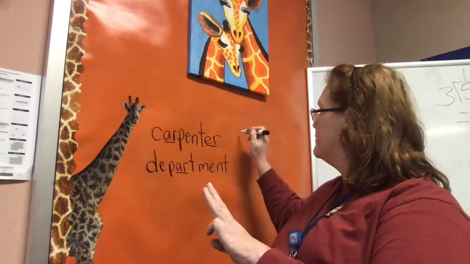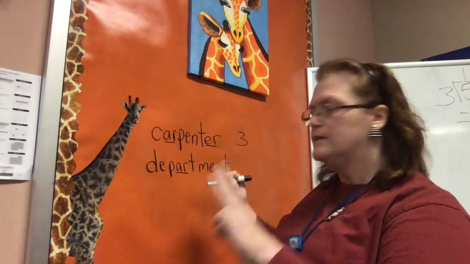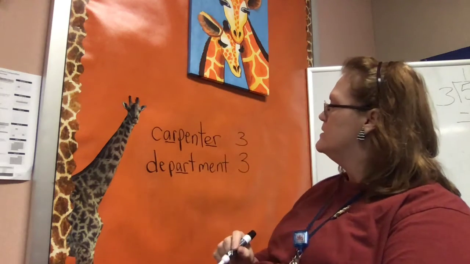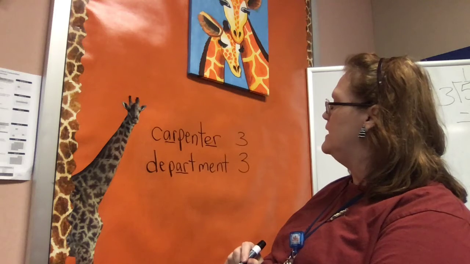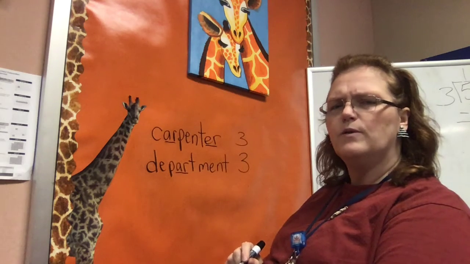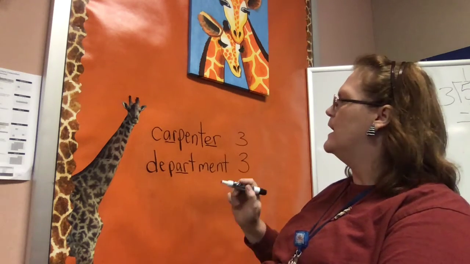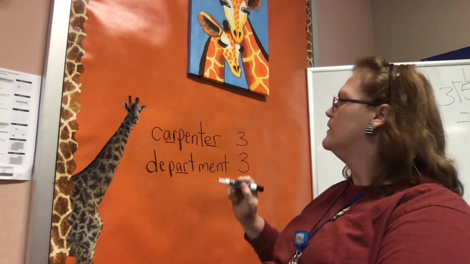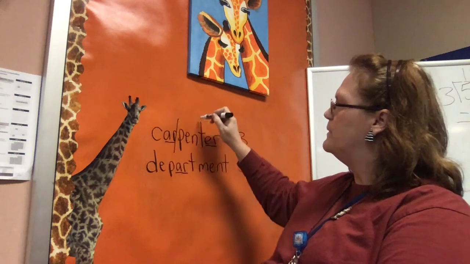Carpenter, 3. Department, 3. So they each have 3 syllables and they each have an R blend. So if we were going to split them in the syllables, how would we split them? Carpenter.